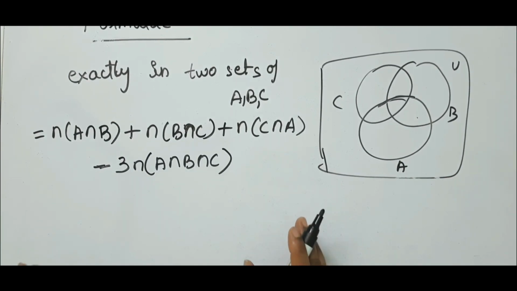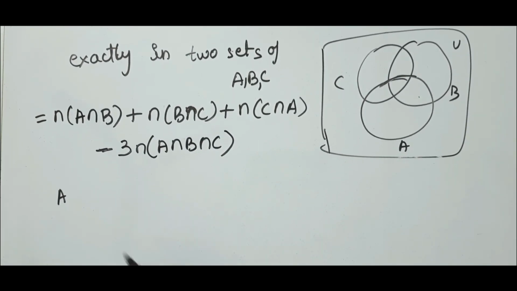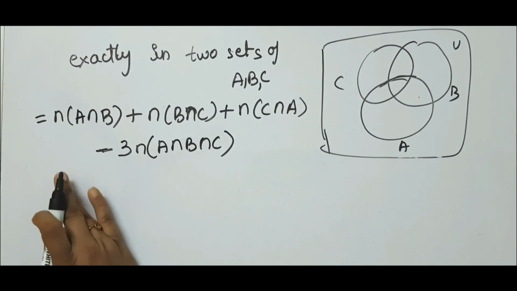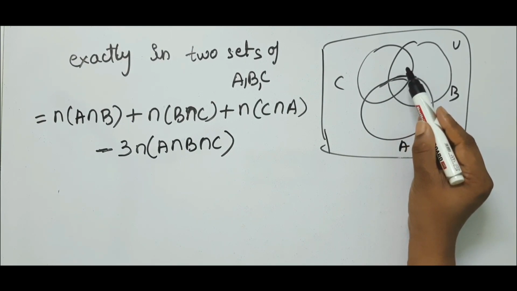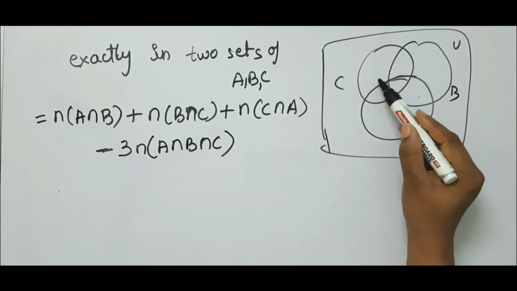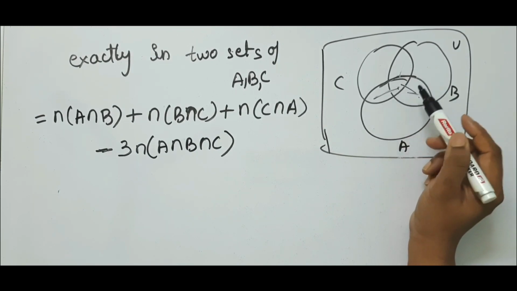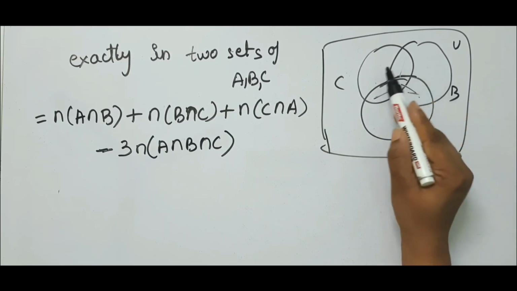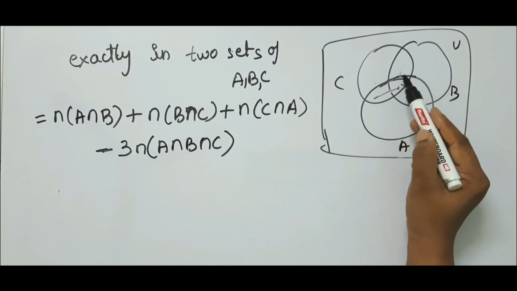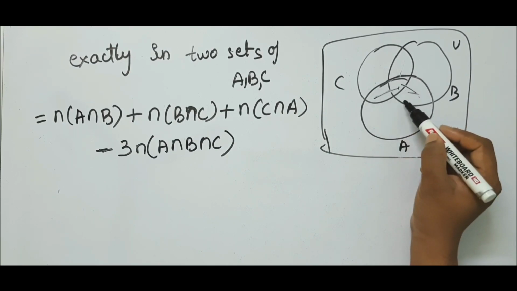Okay, is it clear? I will explain here itself instead of going with an example. If you want the elements which are common, the element should be common to maybe these two sets, maybe these two sets, or maybe these two sets. So we need the number of elements which are common for exactly two sets. They are the common elements of two sets.